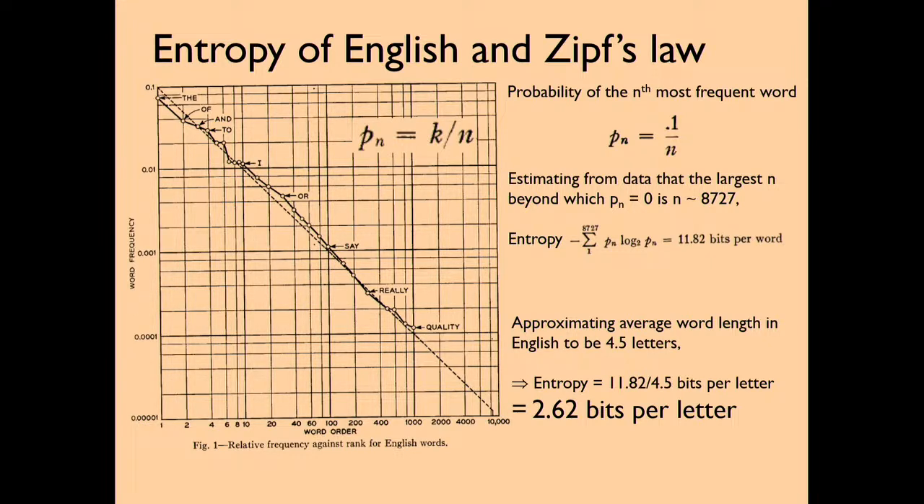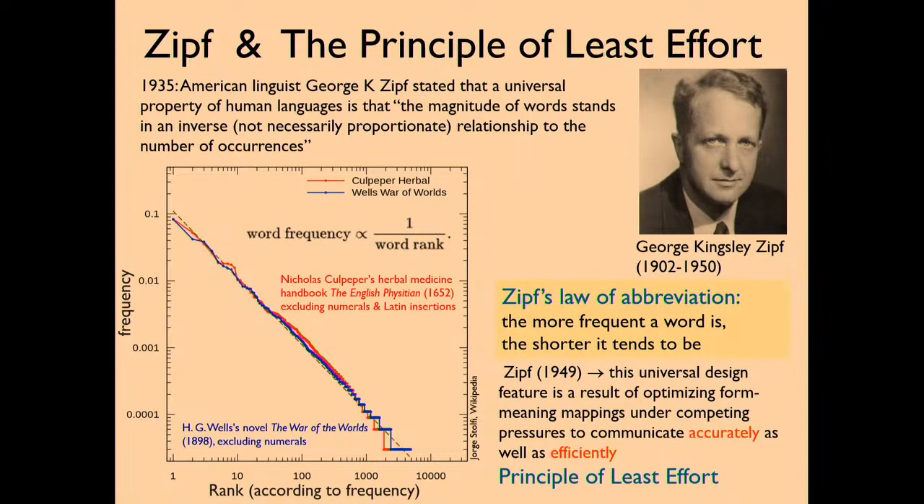So this is what is known as Zipf's law, that the probability of the nth most frequent word goes down as 1 over n. And using this information, you can show that the entropy of English is more like 2.6 bits per letter. And you can now go on to ask, is this differing from language to language? So for example, in 1935, the American linguist George Zipf looked at this, what he called the law of abbreviation, where he found that the more frequently a word is used, the shorter it tends to be.